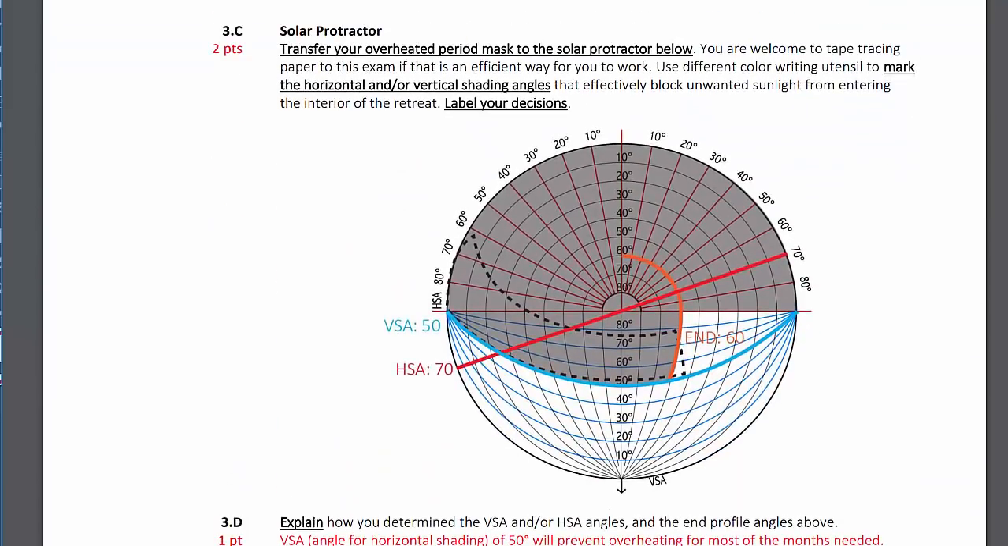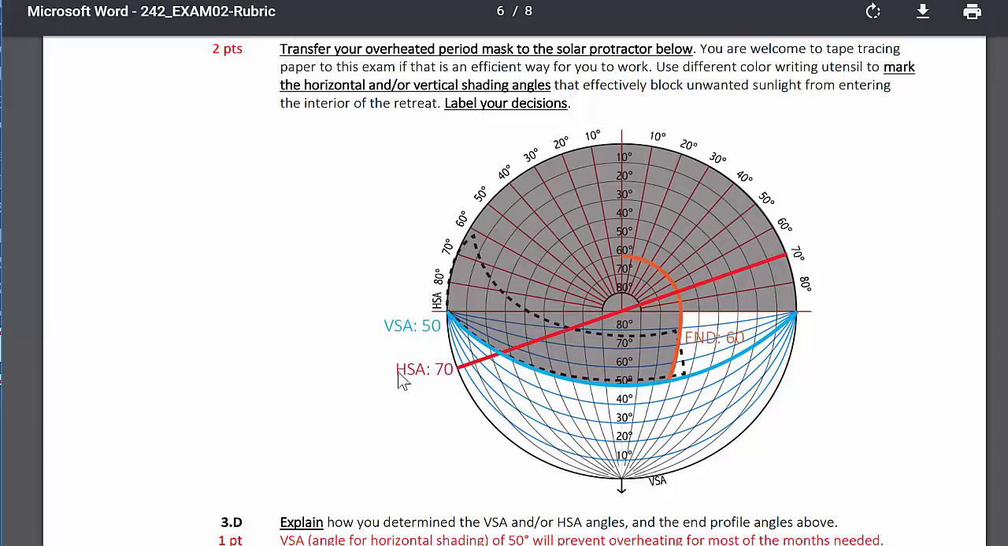And then using the solar protractor, which I realize is one of the trickiest parts of the test. What you were asked to do was identify a VSA, a HSA, and an N-profile curve. So here in the black dashed line, that's where I have transferred my shading mask from the previous step. And what I really want to do is shade the majority of that mask. So the first thing I do is just find a VSA arc, which was right here at the 50-degree curve, and pull that out and shade everything below it, and that takes care of a lot of my overheated period.